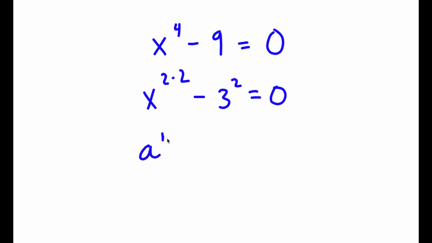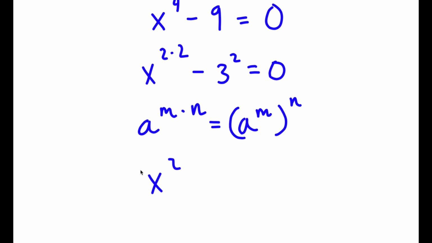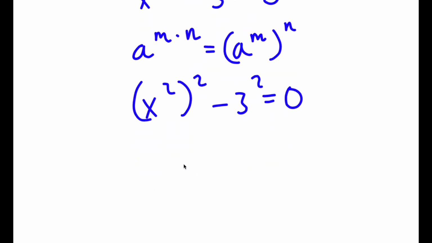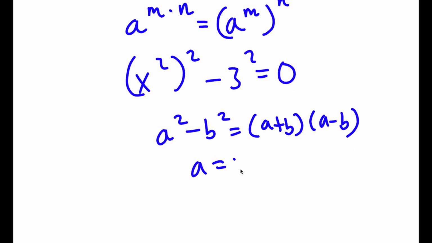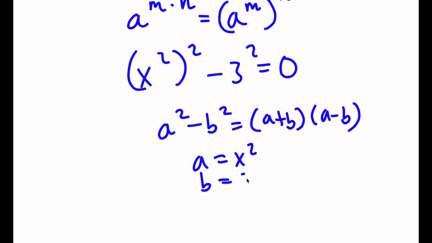Now, if I have something in the form a to the power of m times n, this is simply equal to a to the power of m to the power of n. So x to the power of 2 times 2 I can rewrite as x to the power of 2 to the power of 2. I have this minus 3 squared, which is equal to 0. Now, if I have something in the form a squared minus b squared, this is equal to a plus b times a minus b. So in this case, a is equal to x squared and b is equal to 3.